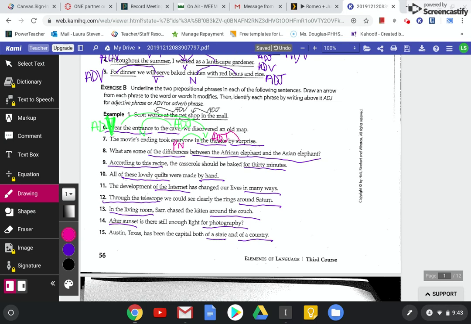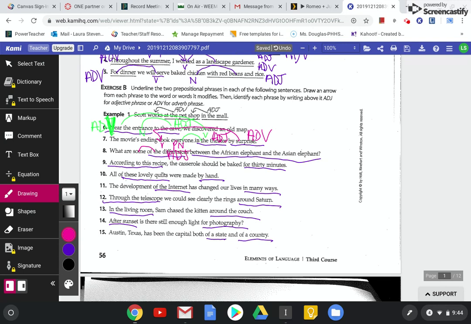What's happening by surprise? It is taking them by surprise. To take is a verb. So by surprise is an adverb phrase. What's of the difference? Some. Some's a pronoun. So we have an adjective phrase. Of the difference is an adjective phrase.